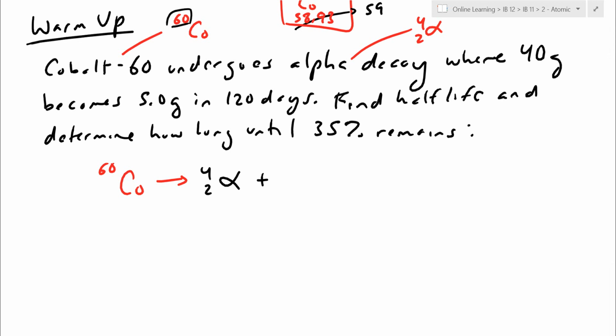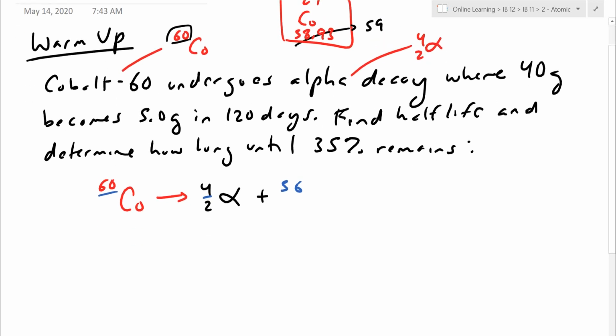Let's just do the math here. So I had 60 units of mass total. 4 go off with the alpha particle. That leaves me with 56. Cobalt here was element number 27. I had 27 protons. 2 of them leave with the alpha particle. I now have 25 left over. I've now converted myself over to manganese. That is the alpha decay, and that gives you 40 and 5.